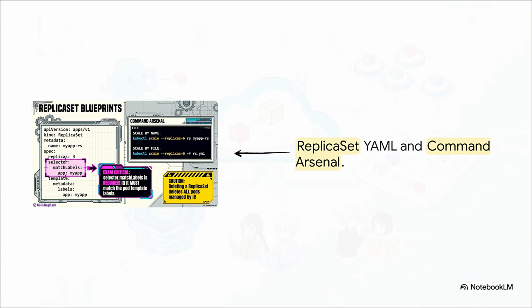Let's look at the YAML blueprints and see how this actually builds out. In our blueprint, say we're declaring we want exactly 3 replicas. There is an absolute CKAD exam critical trap you need to watch out for here. selector.matchLabels is strictly required, and the label you define there must perfectly match the labels defined down in your pod template. If they don't match, the cloning matrix basically goes blind. It won't recognize or adopt those pods, period. You also have an imperative command arsenal at your disposal to instantly scale those replicas up to, say, 6, either by targeting the name directly or just using the YAML file.